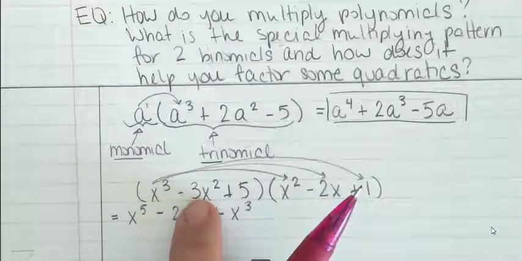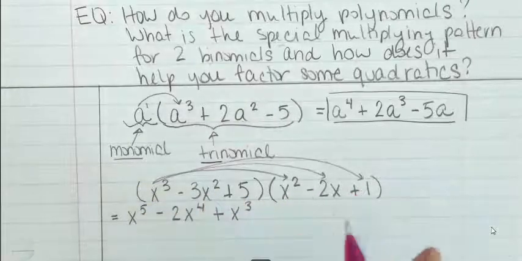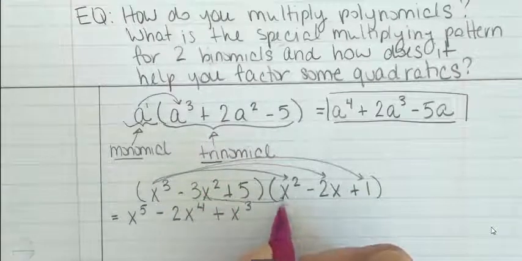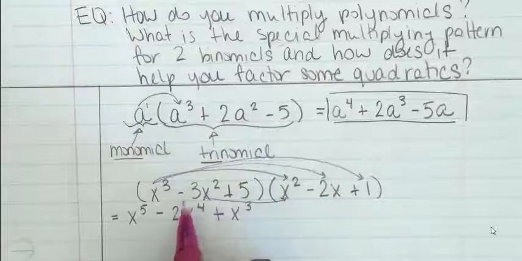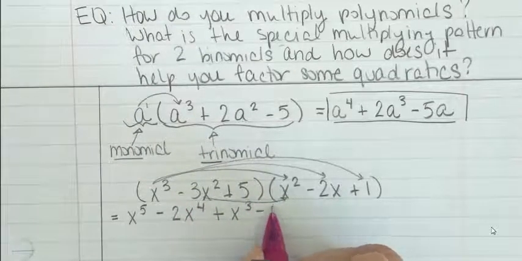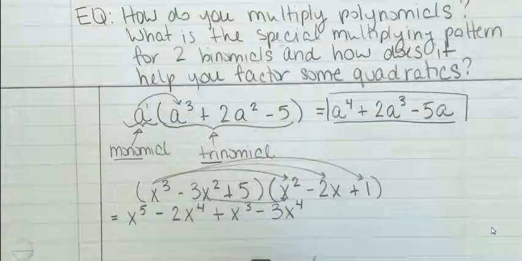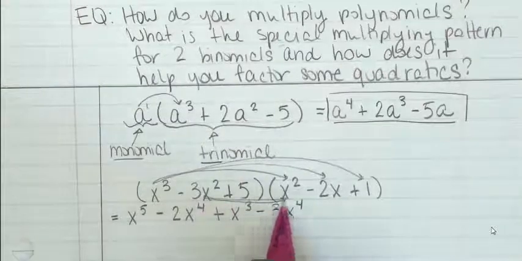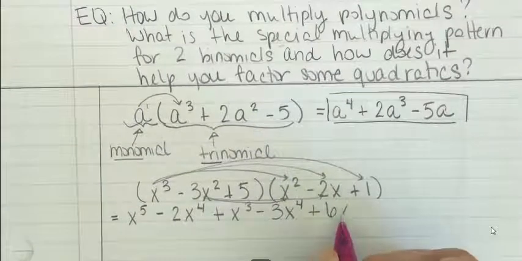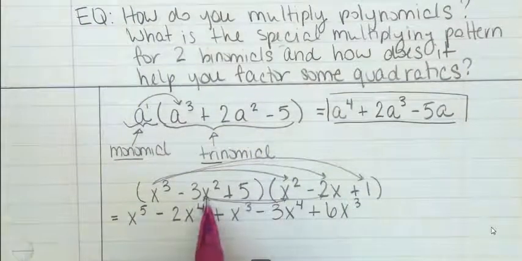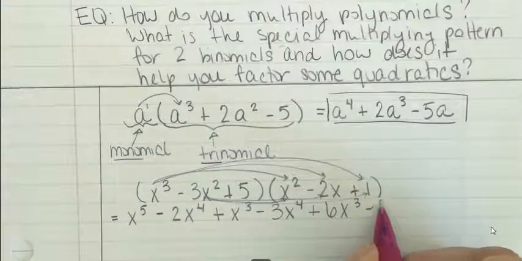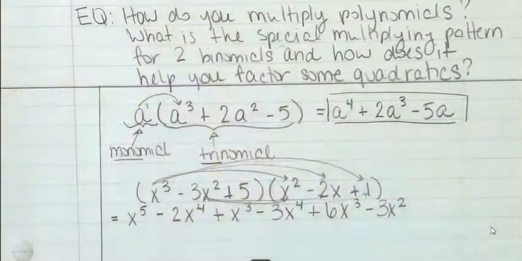Okay, first term in the first trinomial is taken care of. I'm going to move now to the second term in the first trinomial. So now I'll distribute this. Maybe I'll go under here. So I get negative 3x squared times x squared gives me negative 3x to the 4th. Negative 3x squared times negative 2x will give me a positive 6x cubed. And then negative 3x squared times positive 1 just gives me that negative 3x squared.